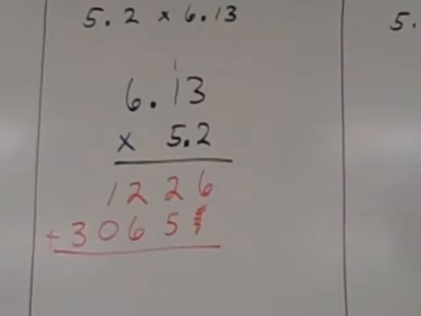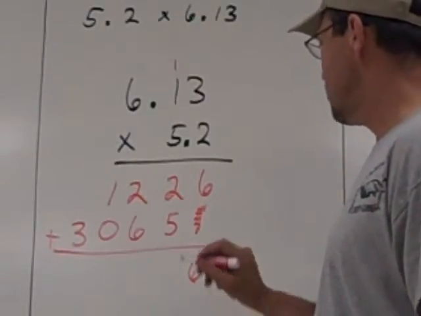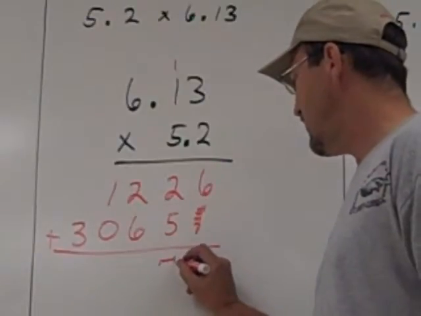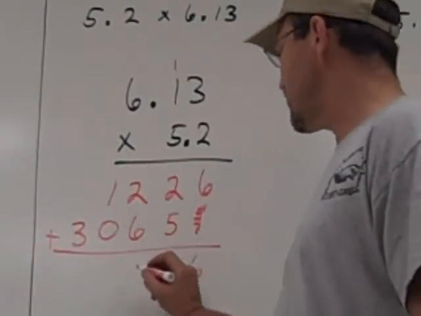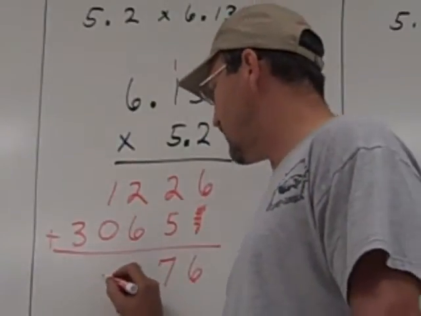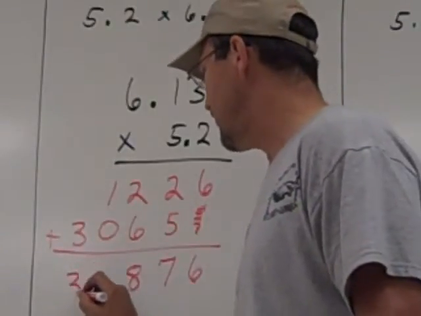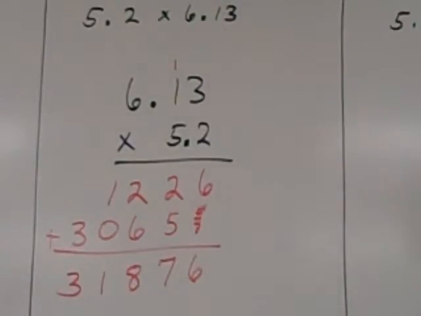Now let's add. 6 and squiggly. 6, 2 and 5, 7, 2 and 6, 8, 1 and 0, and nothing and 3. Okay, we've got our multiplication correct.